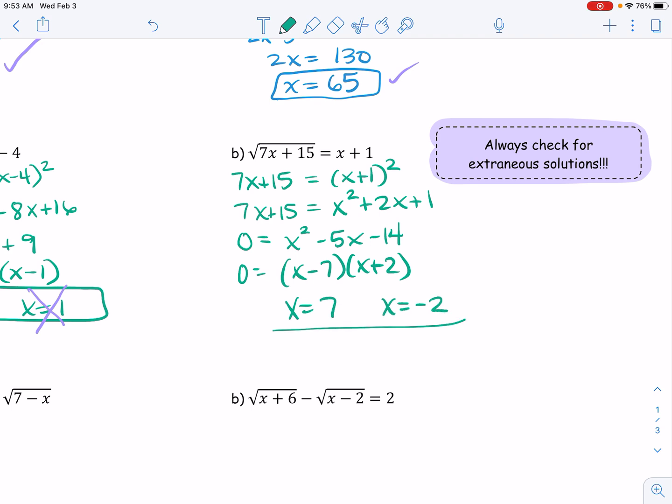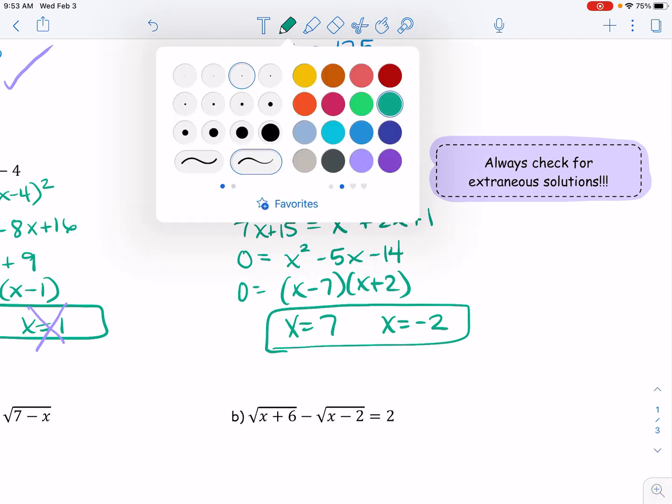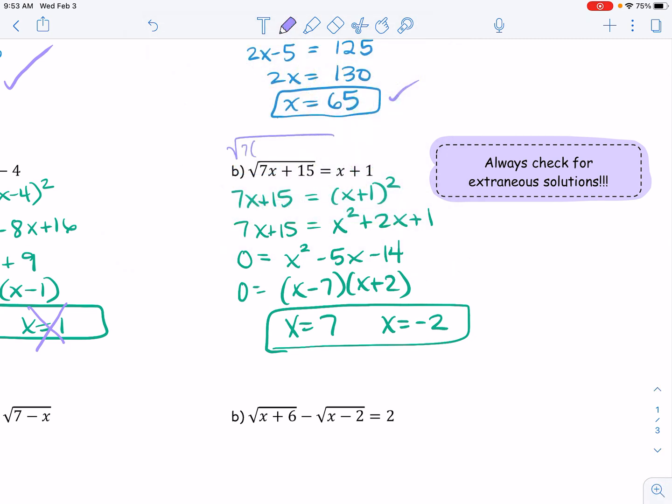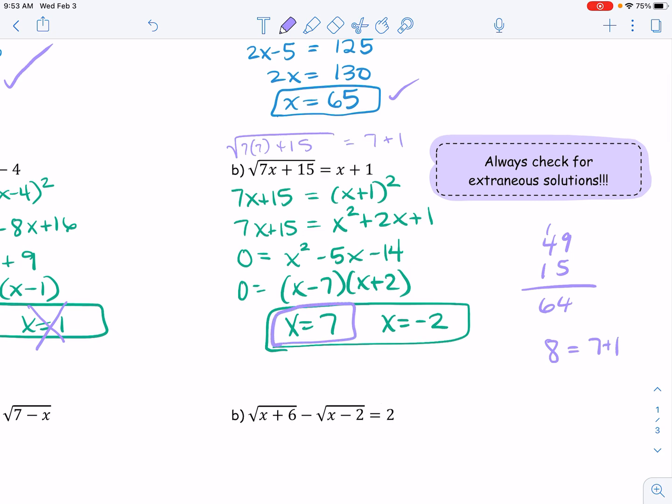I want to check to make sure that they are not extraneous. It could be one extraneous, it could be both extraneous, it could be neither extraneous. So I plug in the 7. Square root of 7 times 7 plus 15 is equal to 7 plus 1. Well, 7 times 7 is 49. 49 plus 15 is 64. Square root of 64 is 8. 8 does equal 7 plus 1 because that's also 8. So that means 7 is a solution.